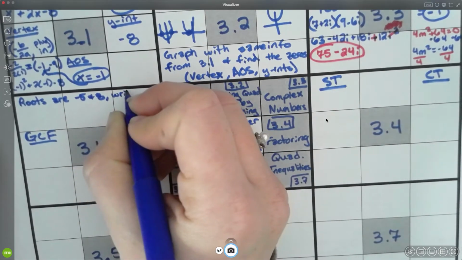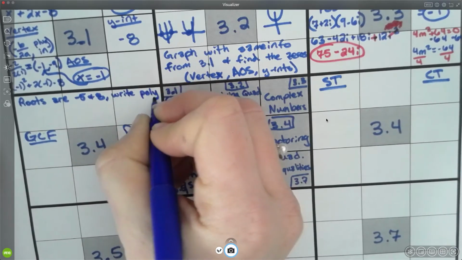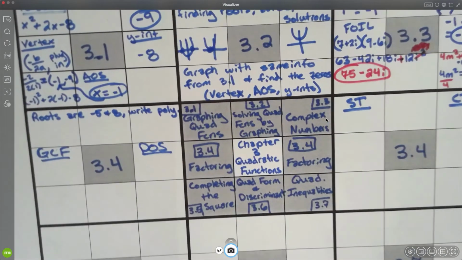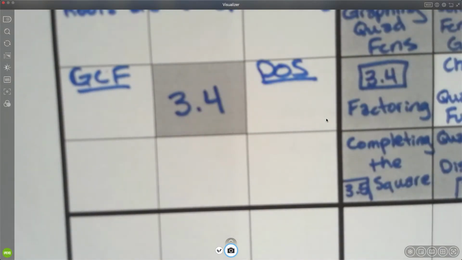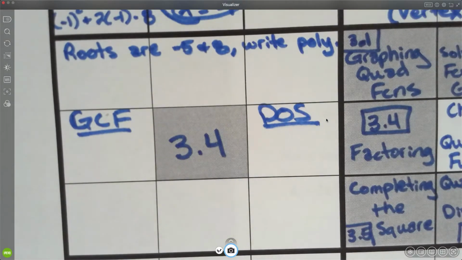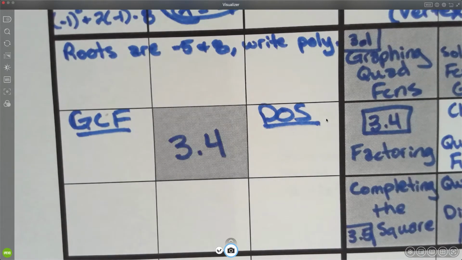So this is the question. It says my roots are -5 and 8, and they want me to write a polynomial. What does that mean? Polynomials are like x squared plus something x plus something. We want to write a polynomial. My roots are -5 and 8, so how does that help me?